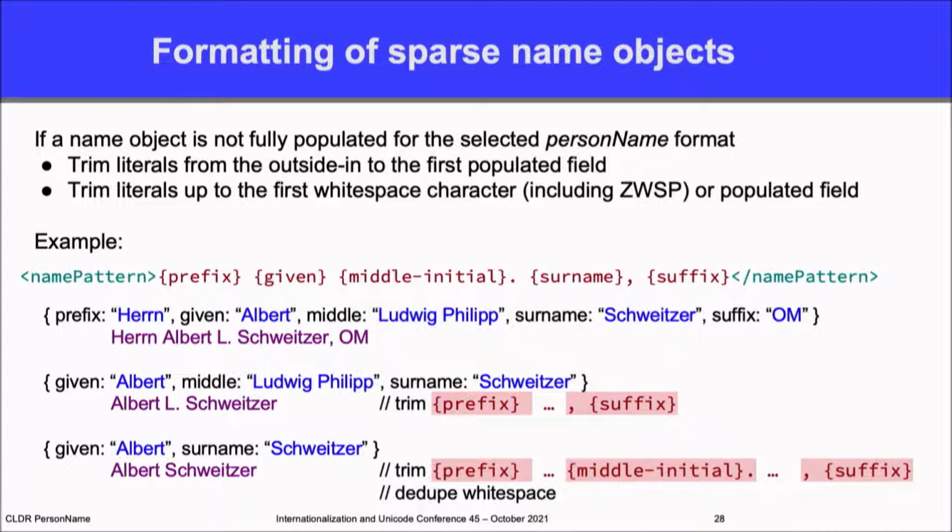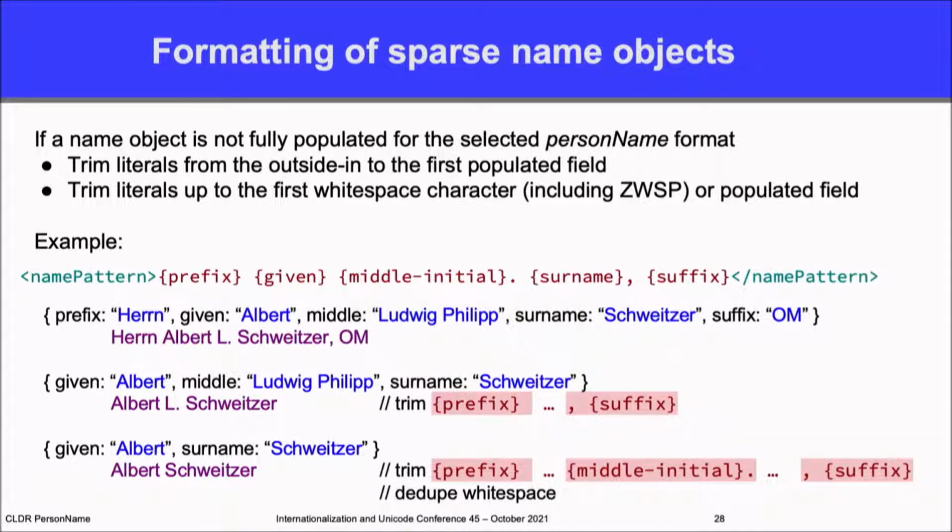So let's say we have an example. The pattern is prefix, given, my middle initial, and I just happen to have a comma in there, surname, comma, suffix, just putting the commas in for illustration purposes on what happens. And I have a person that I'm dropping in, Herrn Albert Ludwig Philipp Schweitzer, OM. And how would that get represented?